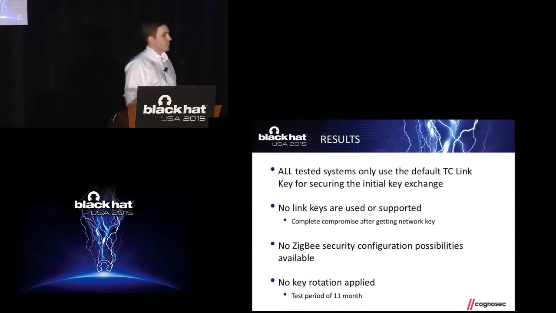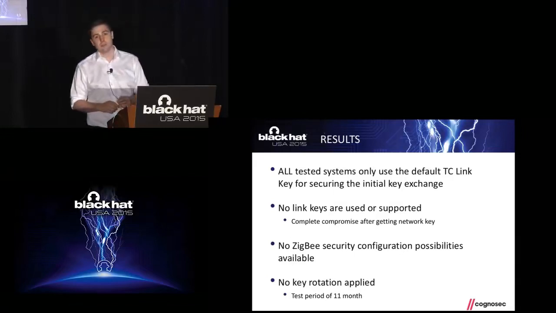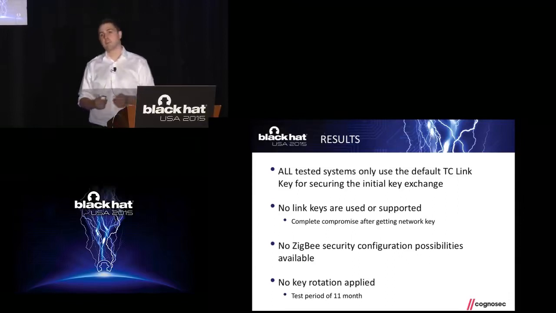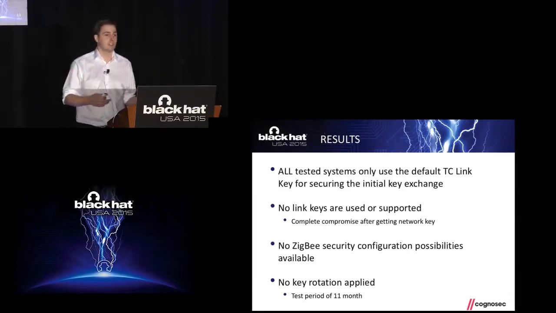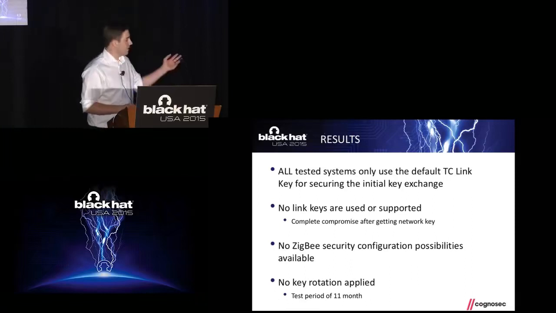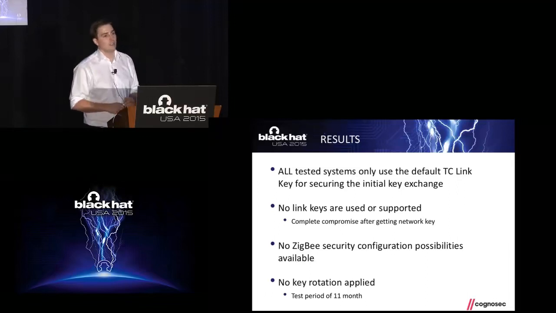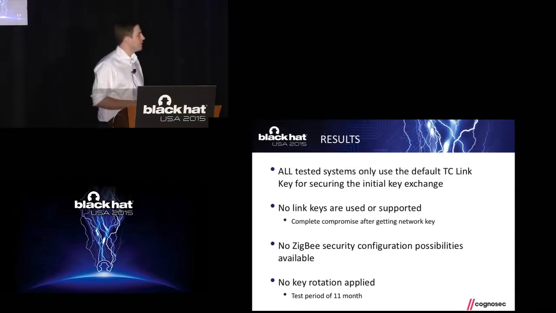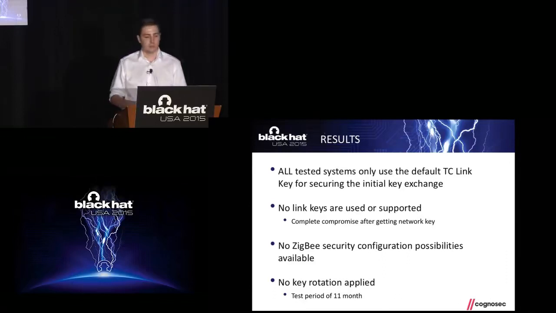Also, there are no configuration possibilities available for ZigBee in our tested systems. So this means we are not able to change the network key. We are not able to trigger a key rotation or such kind of stuff. We're not able to delete it securely or whatever we want. So key rotation, not applied. We tested it now for 11 months. It's still the same key. We can't change it. So if one device gets compromised, we have to throw away the whole system and buy a new one, because we can't do anything then.